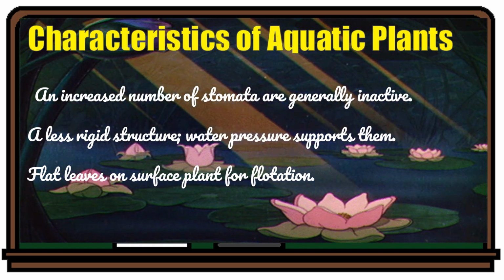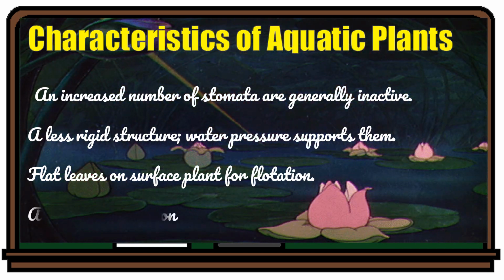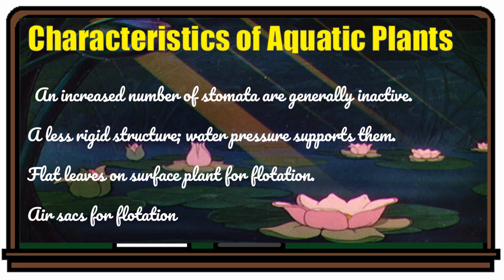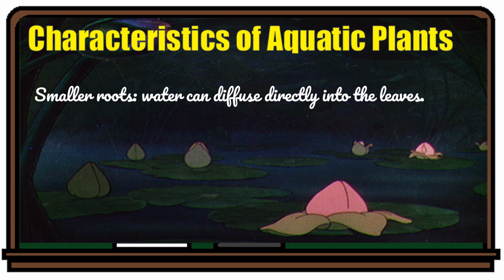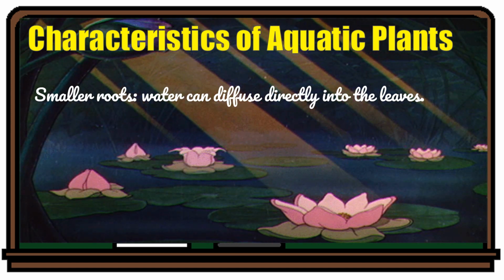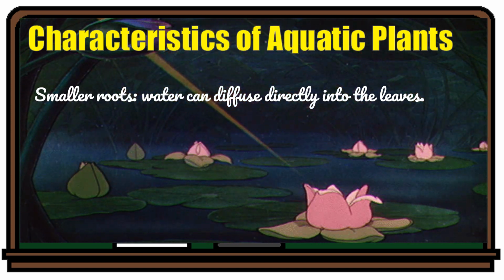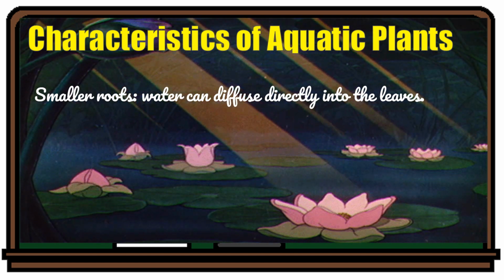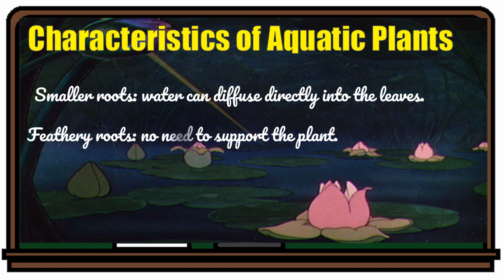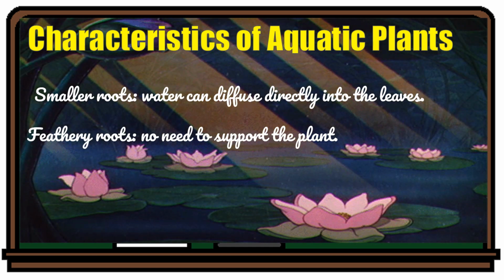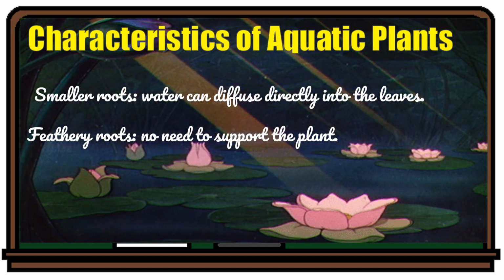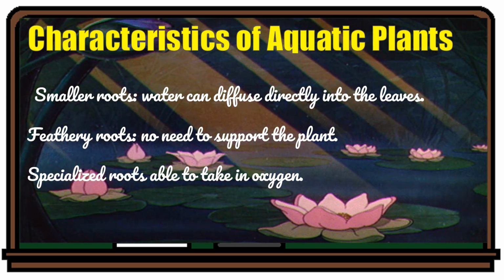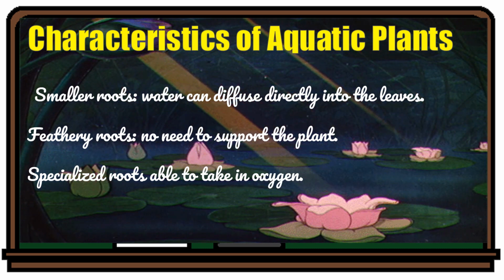Flat leaves on the surface of the plant for flotation. Air sacs for flotation. Aquatic plants have smaller roots. Water can diffuse directly into the leaves. It has feathery roots. No need to support the plant. It has specialized roots able to take in oxygen.